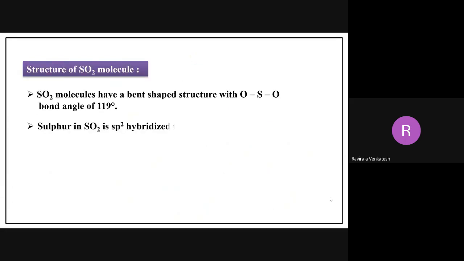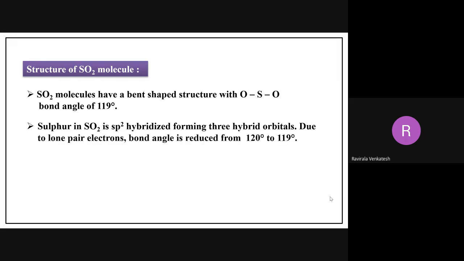Next, we'll see the structure of the SO2 molecule. What is the structure of the SO2 molecule? Let me see the structure of SO2 molecule here. When you observe the structure of SO2 molecule, it looks like this beta. Bent structure it will produce. We'll have one lone pair like this.